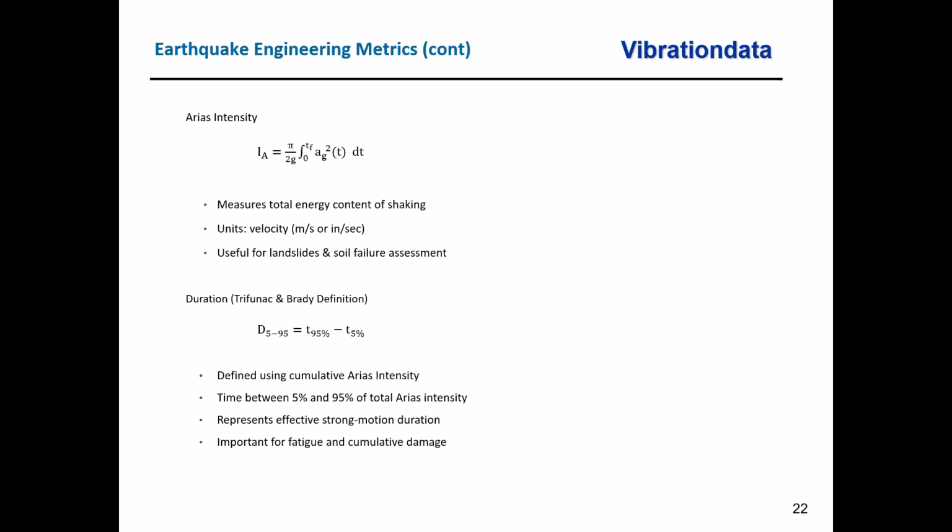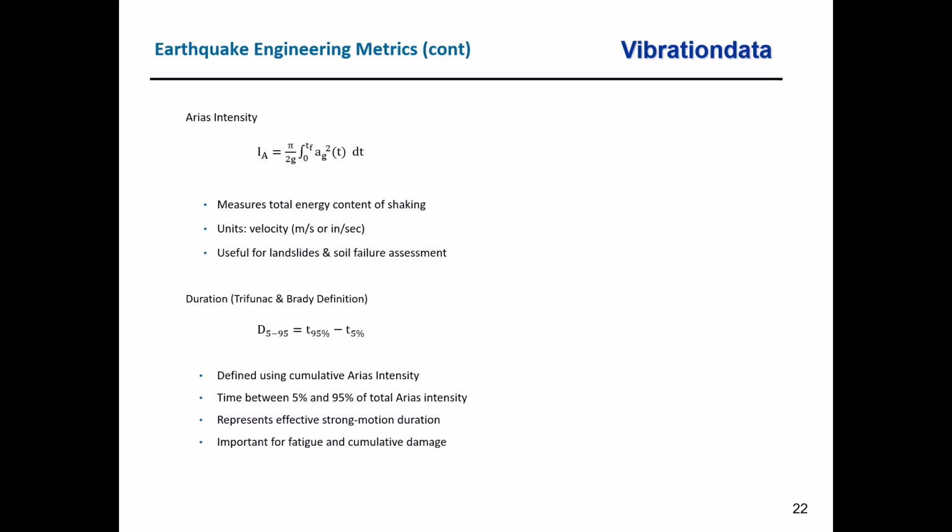Here is a slide. It's called intensity. It's the Arias intensity. Let's take the acceleration time history, square the amplitude, integrate with respect to time, and then multiply by pi and divide by 2g. This is the intensity, I sub a. And this measures the total energy content of the shaking. It actually has velocity units, although it's not really velocity. And it's useful for landslides and soil failure assessments.